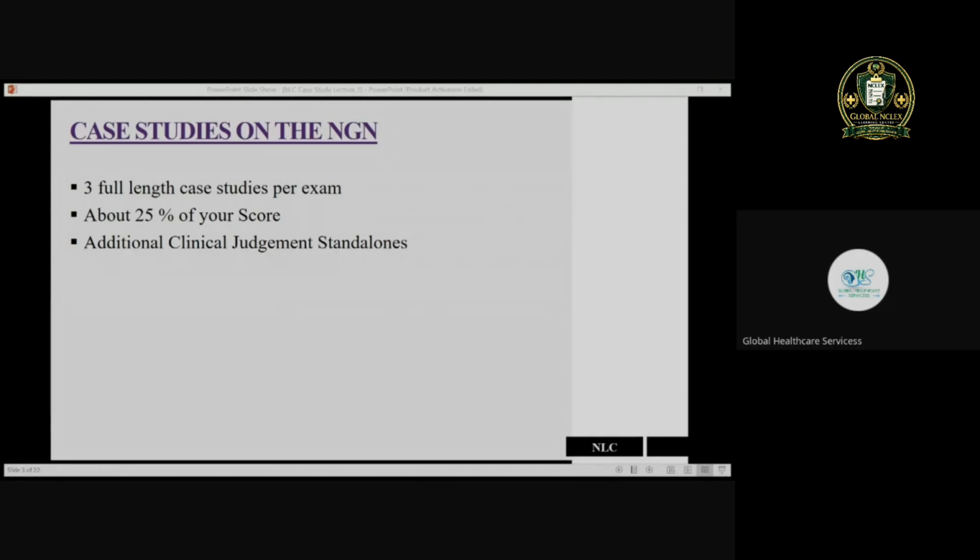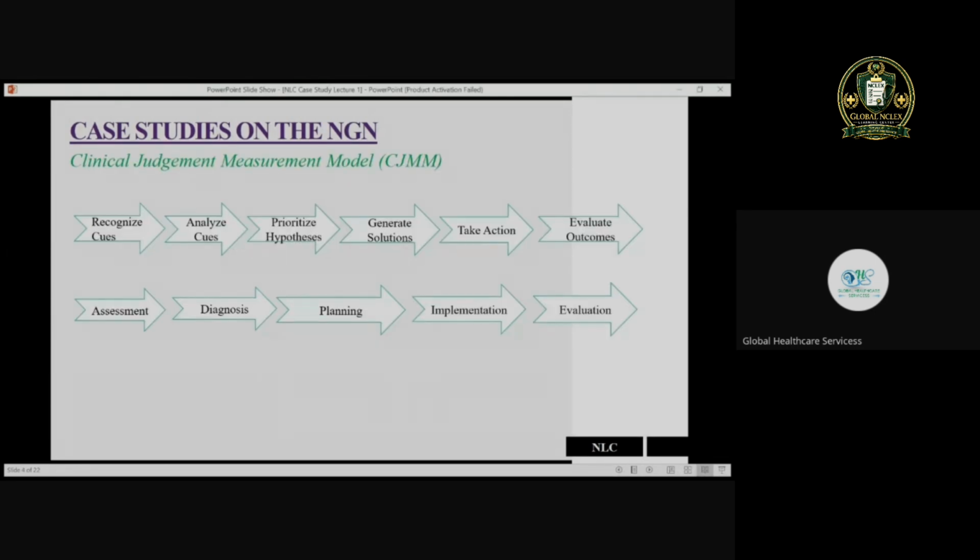Okay, so first of all, we should know what the clinical judgment measurement model is. Whenever you are going to crack the case study, you have to ask yourself about these steps. For example, you are making a nursing care plan, and whenever you make the nursing care plan, you have to follow the patient from assessment until the end, the evaluation. So now we're going to overlap our clinical judgment measurement model that is used in your NCLEX RN exam.